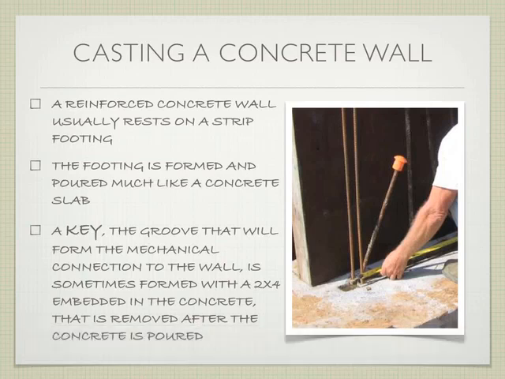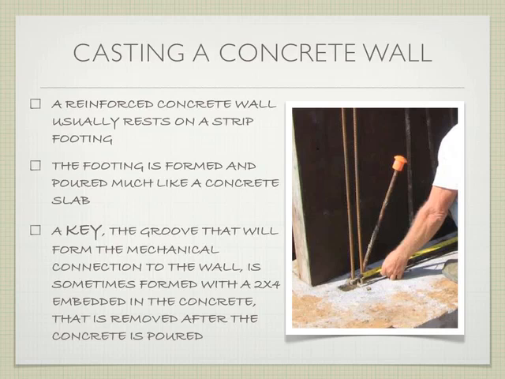So if we move from a slab into a wall, if we're going to cast a concrete wall, usually it rests on some kind of a strip footing. We talked about a wall footing before. You guys remember that from last class, or two classes ago? The footing is the base of the wall all the way along. It's formed just like a concrete slab. We put that perimeter around it, and we pour the concrete.